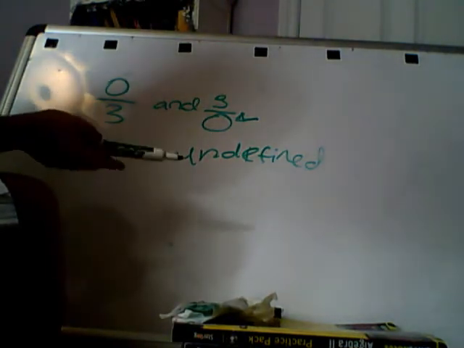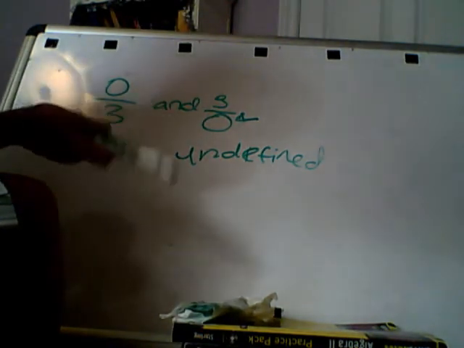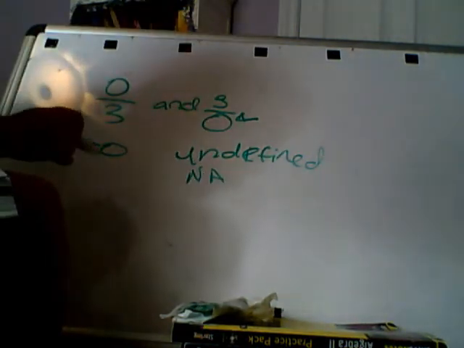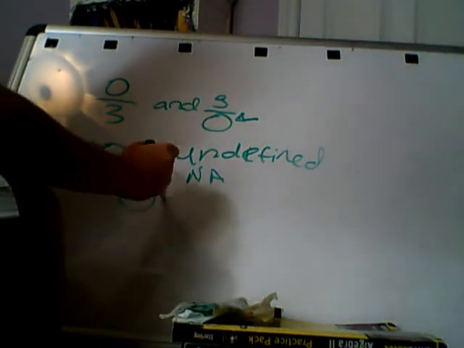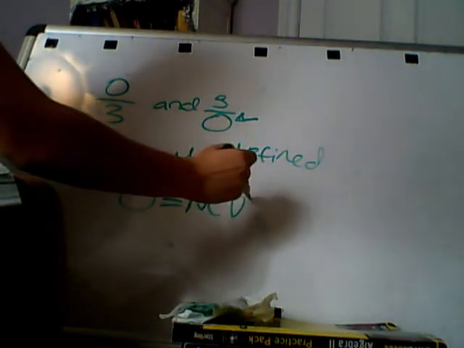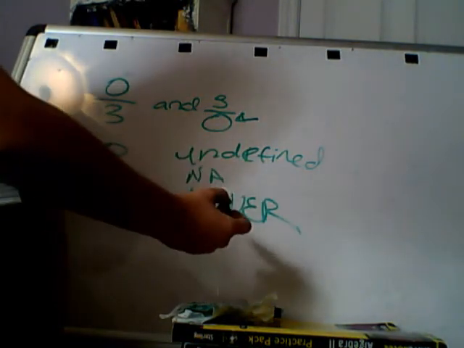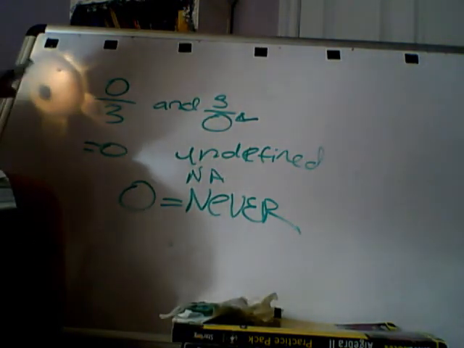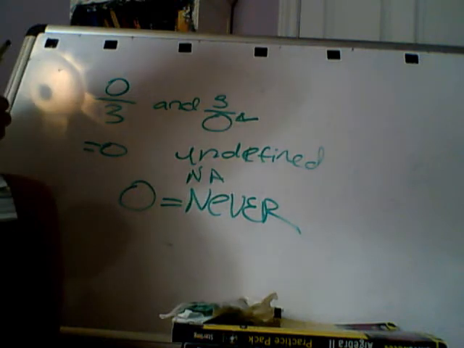Some teachers like you to write no answer on your test or your homework. You can use undefined, no answer, either one works, but just remember, 0 can never, ever be in the denominator, because it will be undefined. But it's okay to be in the numerator, as you see here.